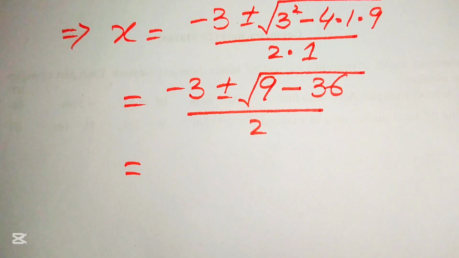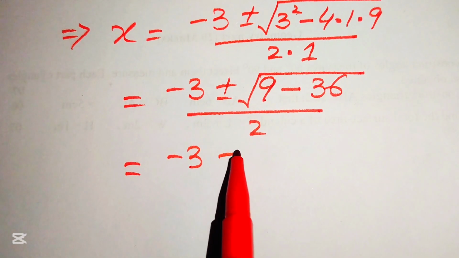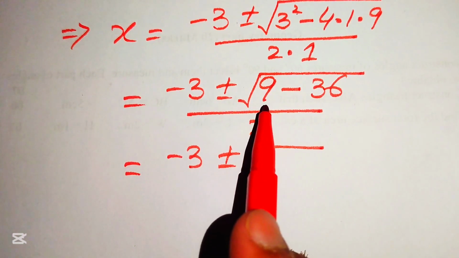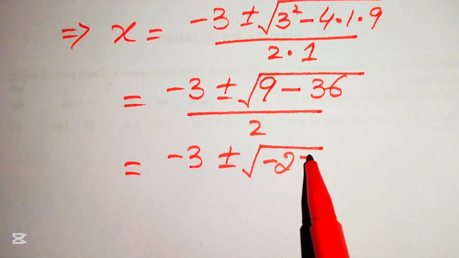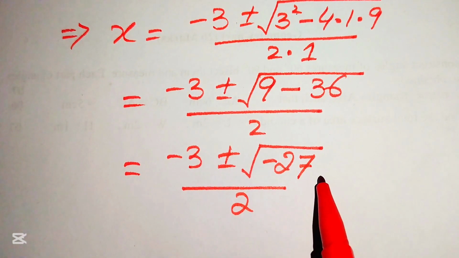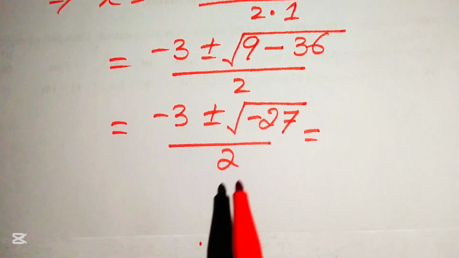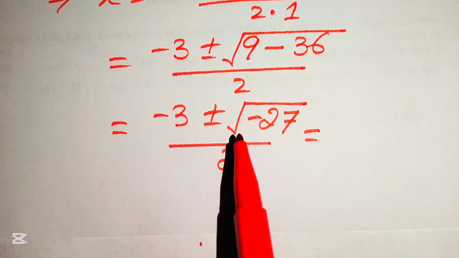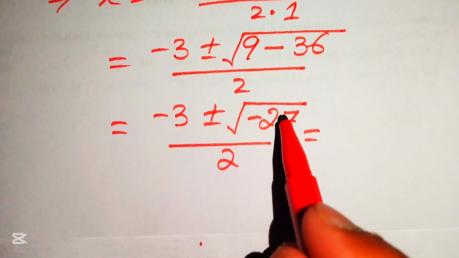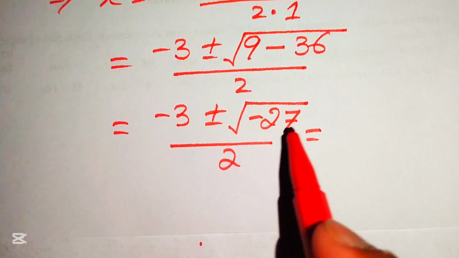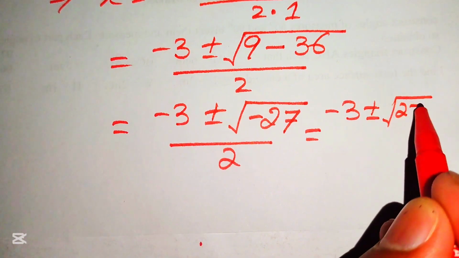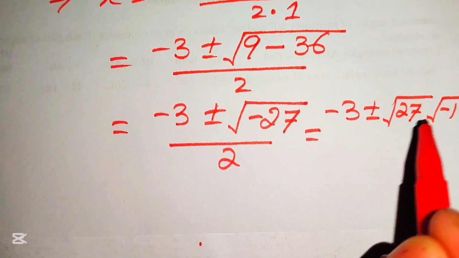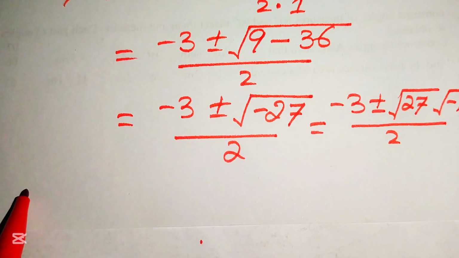And further we have more simplifications here. So we write it as minus 3 plus minus the square root of 9 minus 36, and 9 minus 36 equals minus 27, divided by 2. Here we need to focus on this square root term. We break the square root and write the square root separately on these two terms, and it will be written as minus 3 plus minus the square root of 27 times the square root of minus 1, divided by 2.